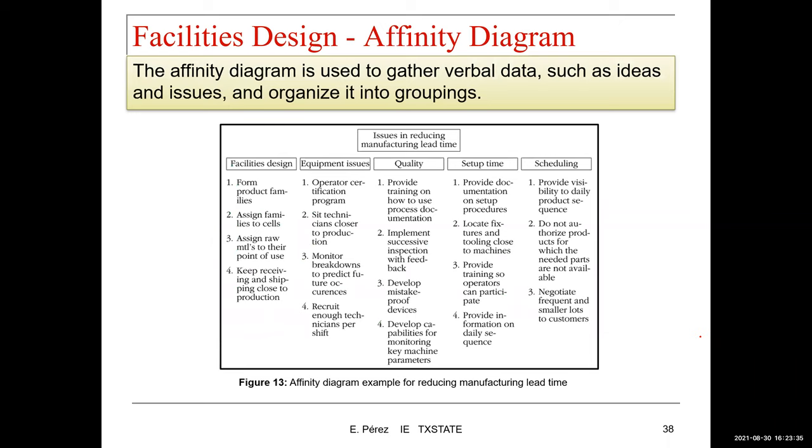So we start with the affinity diagram, which is used to gather verbal data, such as ideas and issues, and organize that into groups. Here we have an example of an affinity diagram for reducing manufacturing lead time, the time it takes from getting an order until the final product is out of the manufacturing plant. There are issues related to facilities design, equipment, quality, setup time, and scheduling. Those are organized into groups and used to gather initial information about the problems that need to be solved.